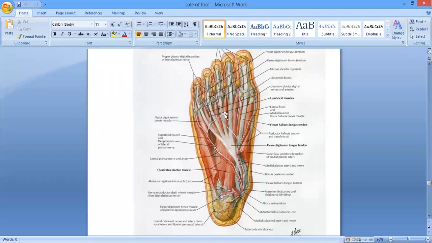And when it will reach the metatarsophalangeal joint over here, its tendon is going to enter into the fibrous flexor sheath. Here it is going to enter into the fibrous flexor sheath. And when it will reach the level of the proximal interphalangeal joint, it is going to pierce, it perforates the tendon of the flexor digitorum brevis.